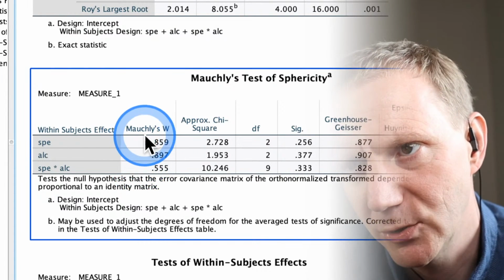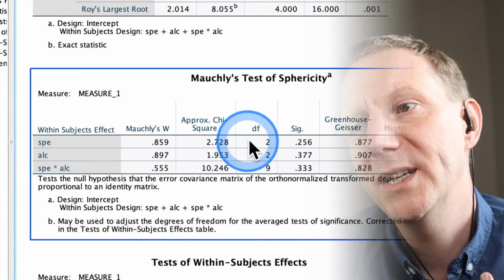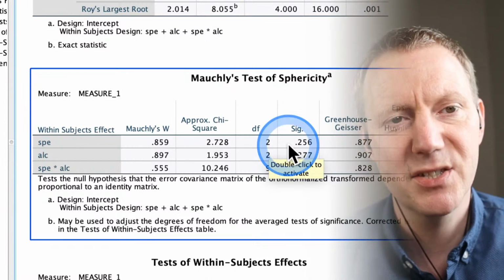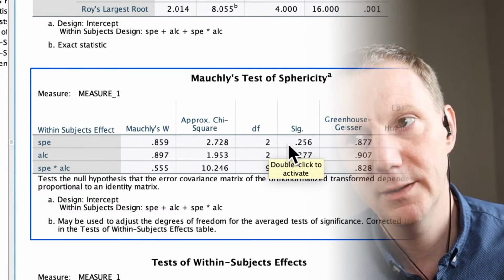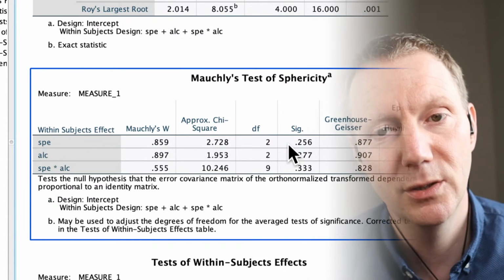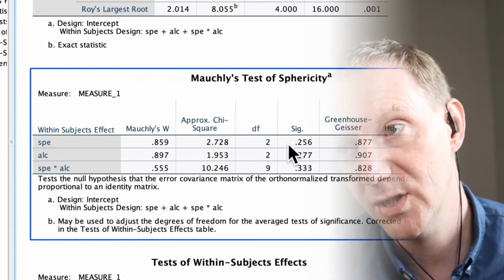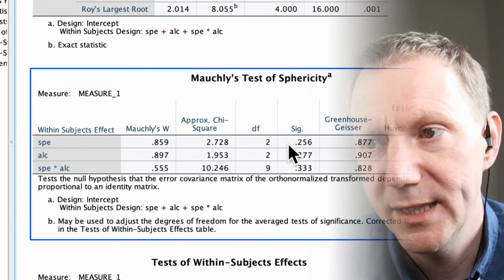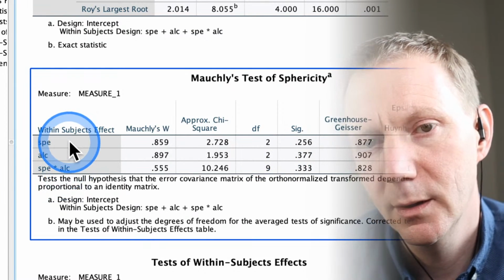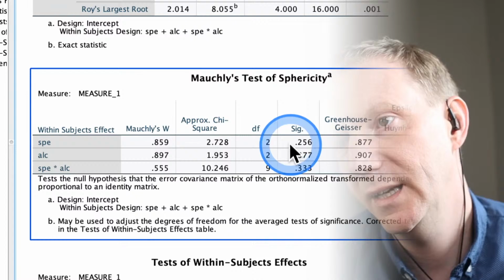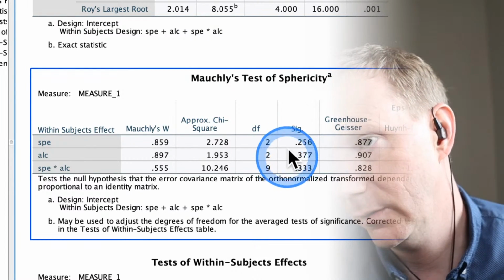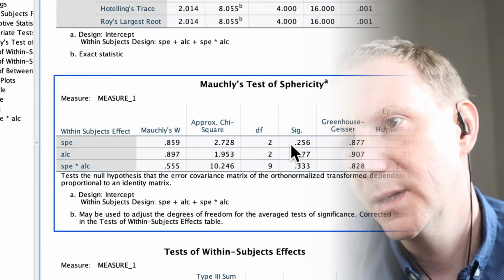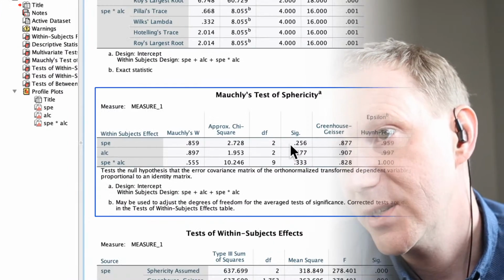The test statistic is Mauchly's W, which essentially tests if there's a difference when the p-value is lower than 0.05, or there's no difference when the p-value is higher than 0.05. And in our case, for all three of the effects that we're interested in, we see that the p-value is higher than 0.05. So we are in the clear. So that's easy for us.